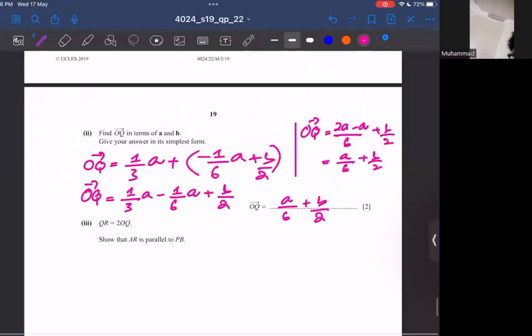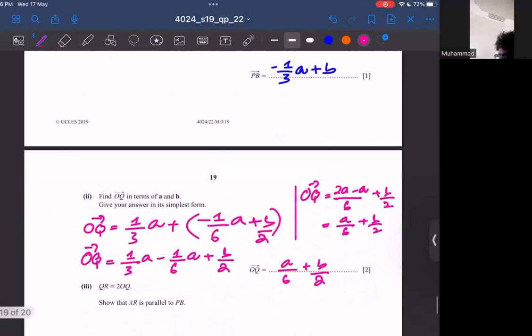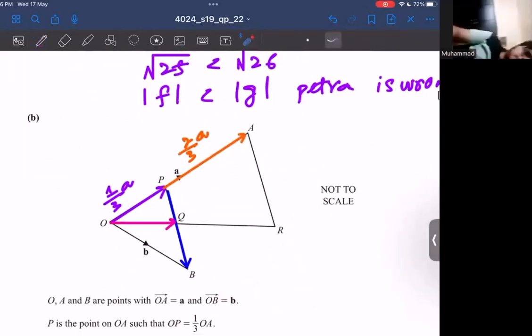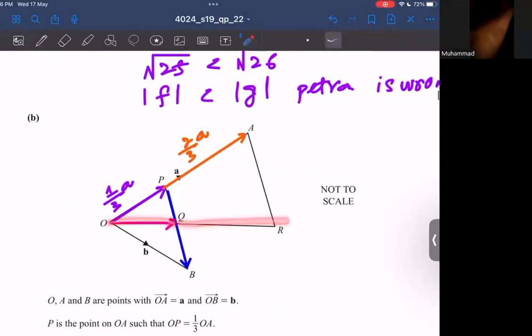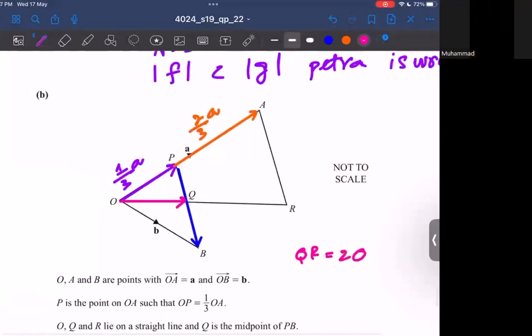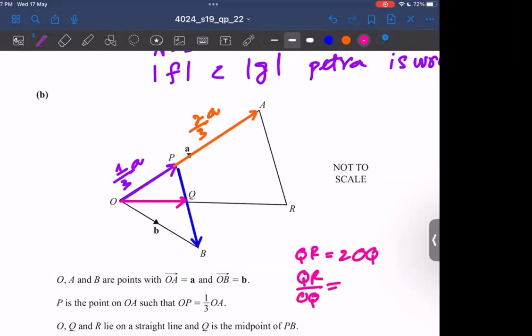They're saying QR is 2 times OQ, show that AR is parallel to PB. QR is 2 times OQ. So if they're saying QR is 2 times OQ, what is the ratio of QR and OQ? I just divide by OQ on the left hand side. I got QR over OQ equal to 2 upon 1. So QR ratio is 2 and this ratio is 1. Okay, 2:1 is the ratio.